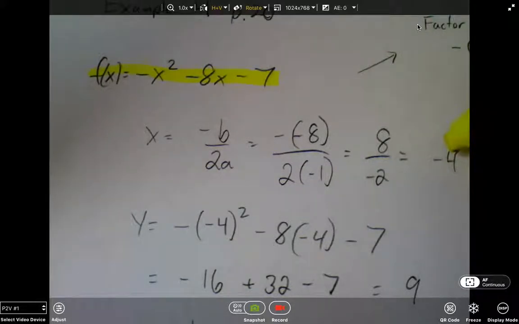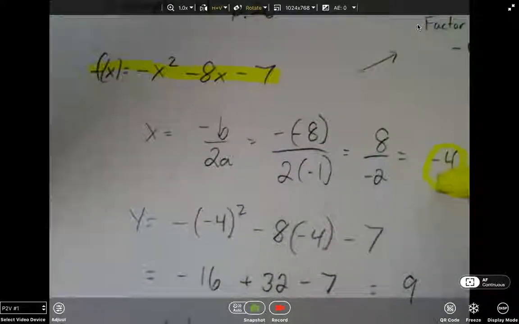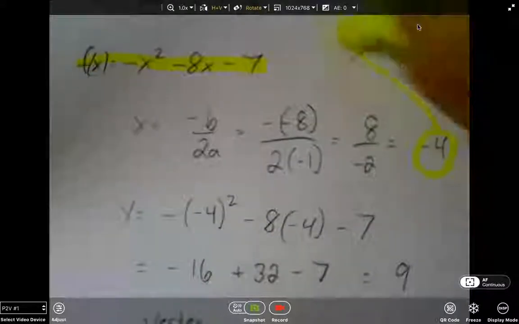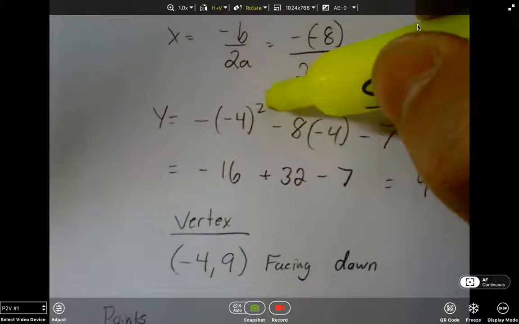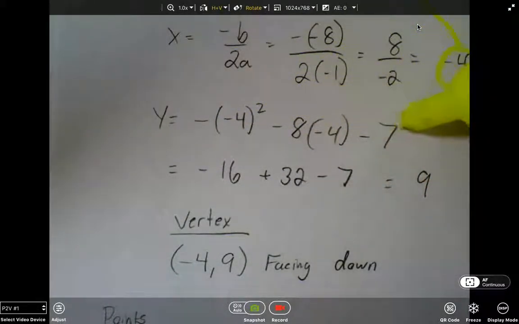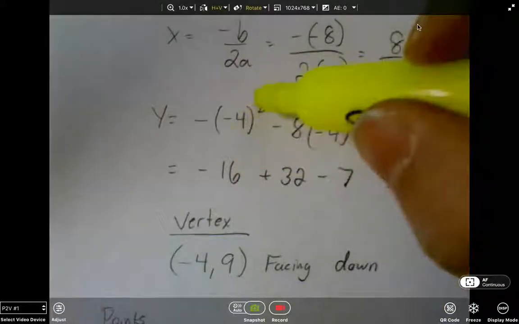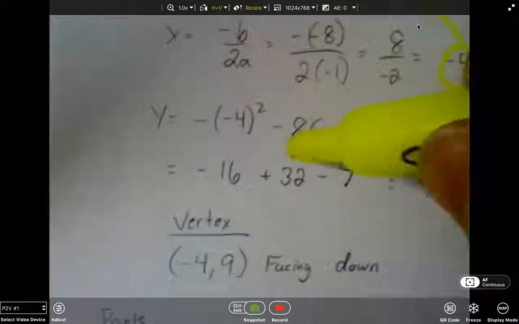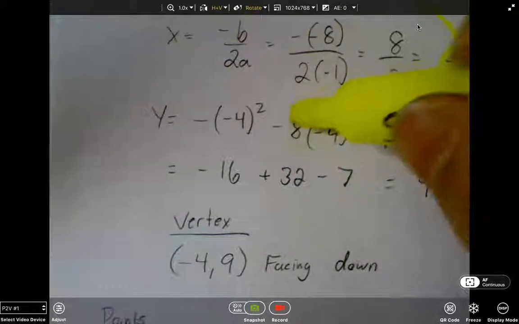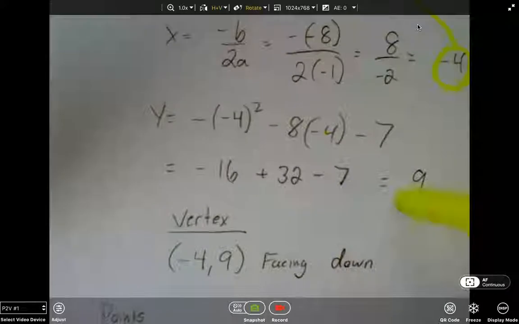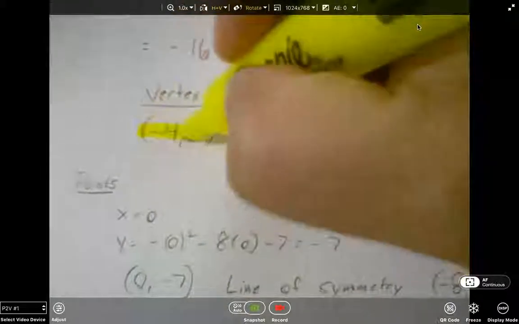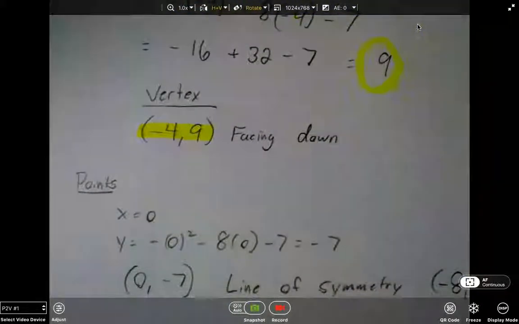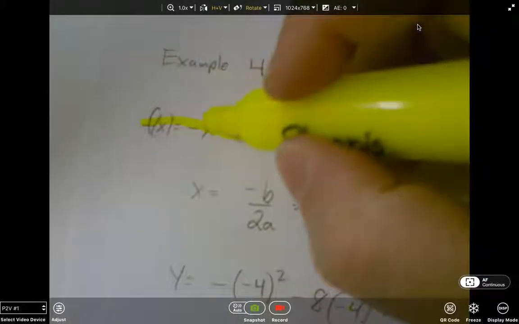So I have a line of symmetry at -4, but to actually find the vertex, I have to take this -4 and plug it into my original quadratic equation. So when I do that here, I get -4 squared minus 4 times -4 minus 7. That comes out to -4 squared is +16, but there's a negative there, so -16 plus 32, negative times negative, plus 32 minus 7 comes out to 9. So at this point, I know that I have a vertex at -4, 9, and my quadratic is facing down because my a value is negative.